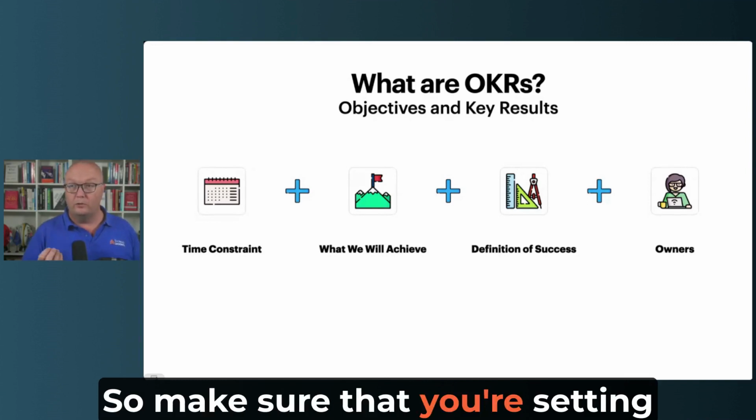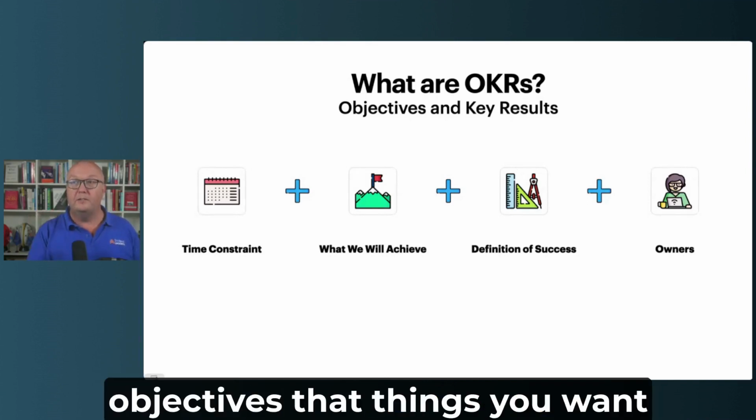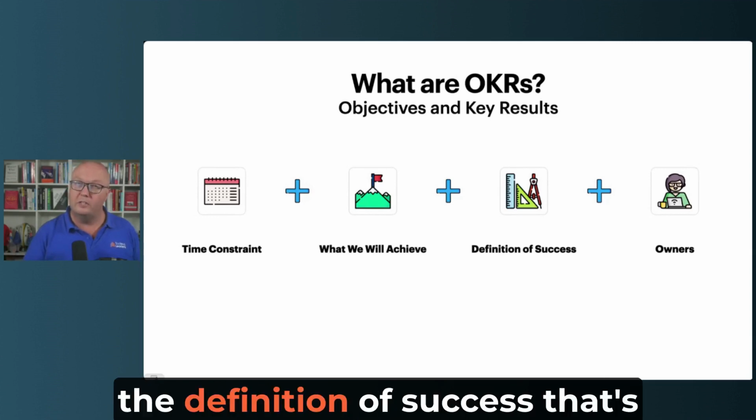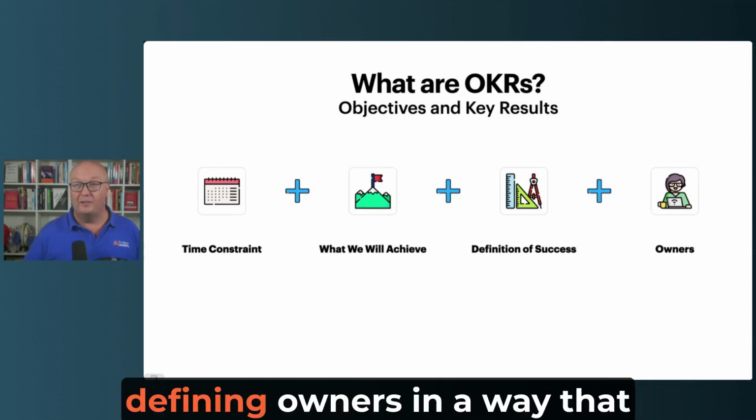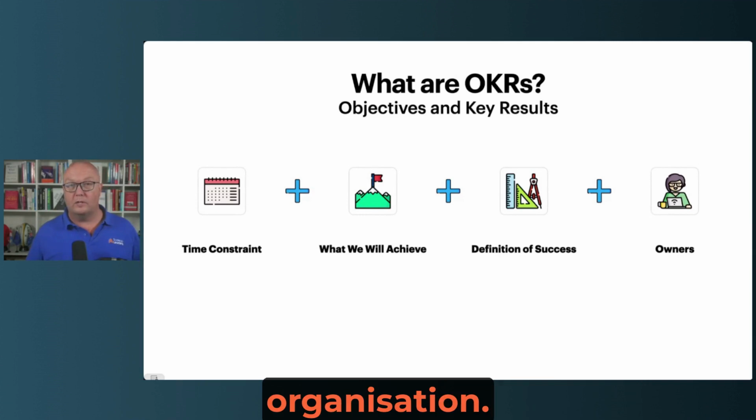So make sure that you're setting time constraints, objectives, the things you want to achieve, the key results, the definition of success that's going to engage your team, and defining owners in a way that really works for your organization.